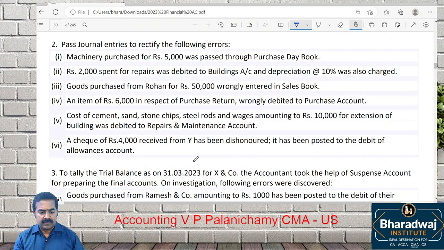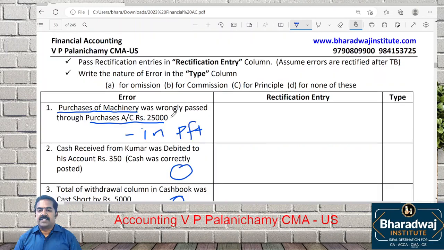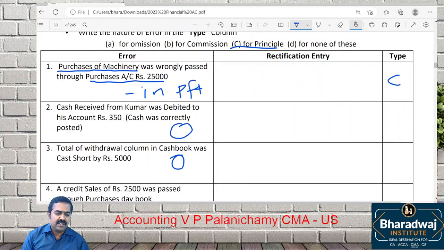Look at number 2. Error of commission, omission. Okay, type of error. Wait. Purchase of machinery wrongly recorded in purchase account. What error is this? Error of principal. C, you have given above. C for error of principal. Now, when personal, real, nominal accounts are interchanged, that is called what? Error of principal.